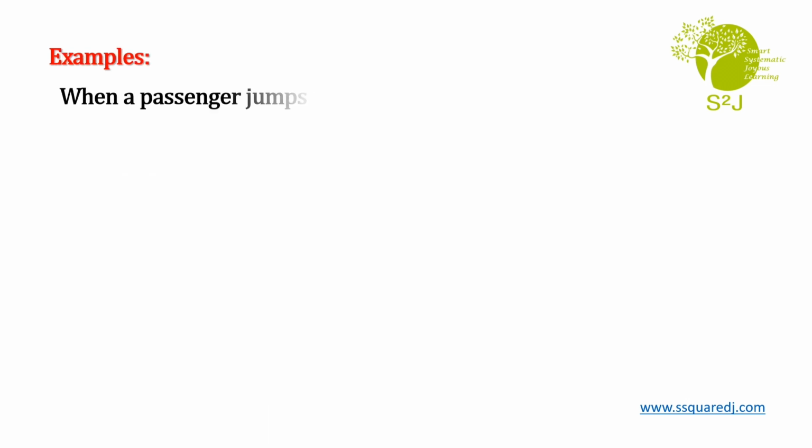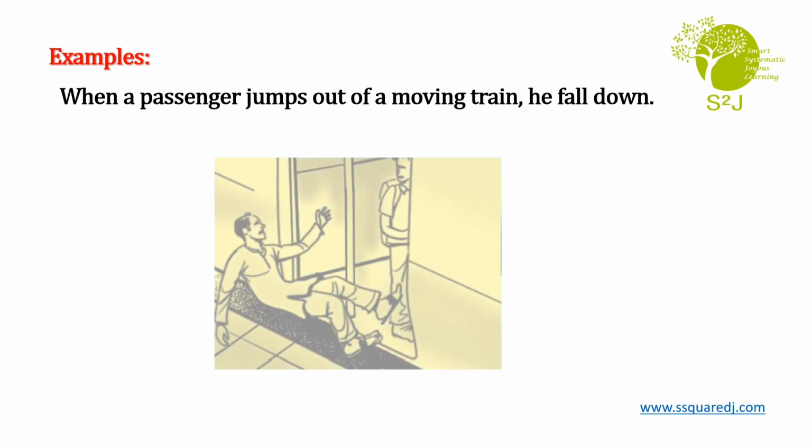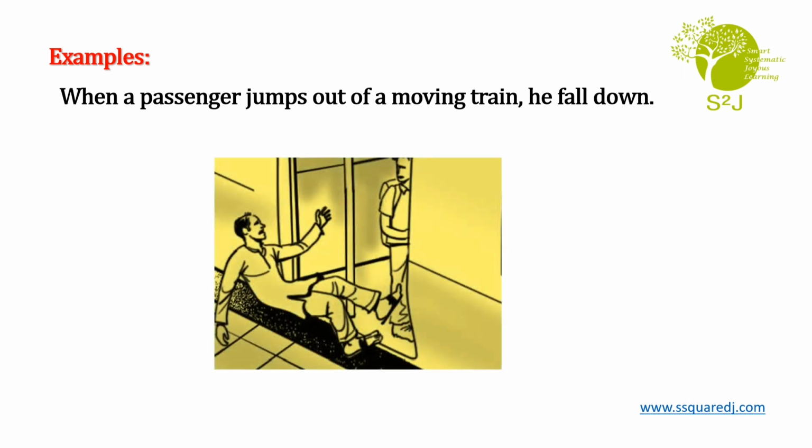Now let us consider an example of this. This example you might be very familiar with or you might have seen it. If the train is moving and a person tries to jump down, the person might fall. Why? Because you are in motion right now with the train moving. Once you land on the platform, your feet are at rest, but your upper body is still in motion. Therefore, we might fall.